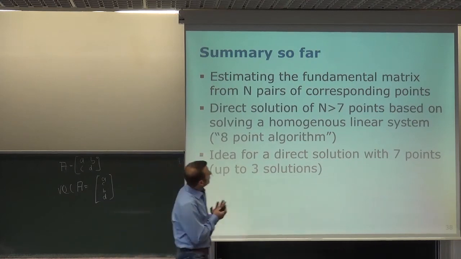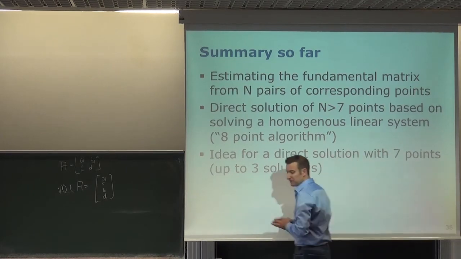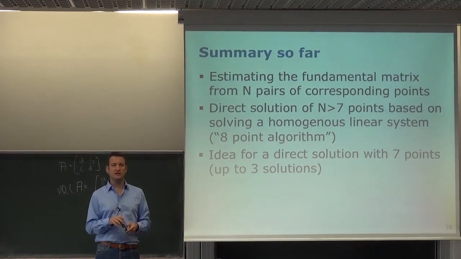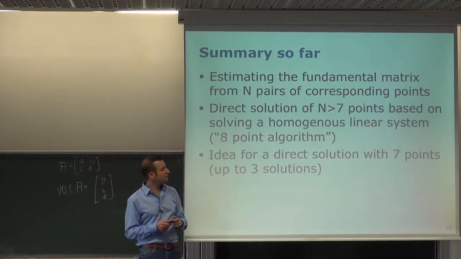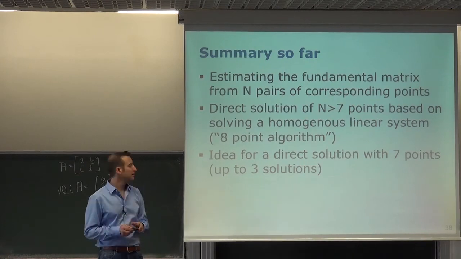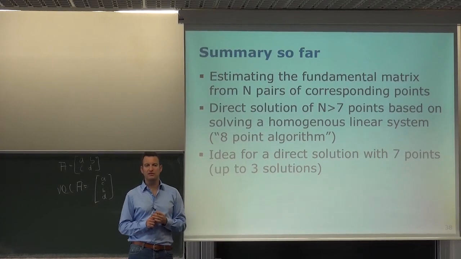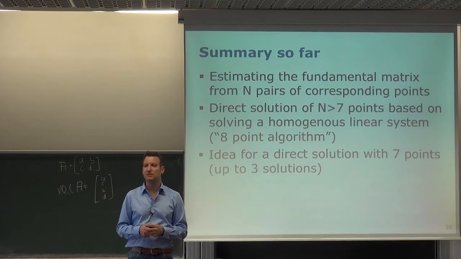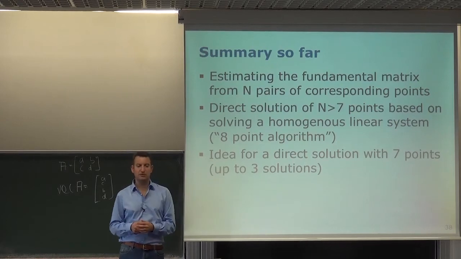As a summary so far about the fundamental matrix, everything so far was about the fundamental matrix, except the mistake that I made on the slide. We looked into how we can estimate the fundamental matrix from corresponding points. We derived a simple algorithm which can do that for 8 or more points, just using the SVD. And we very briefly sketched an idea of how this could be done with 7 points. 7 is the minimal number of points that I need because the fundamental matrix has 7 degrees of freedom, and we can obtain up to 3 solutions for that.